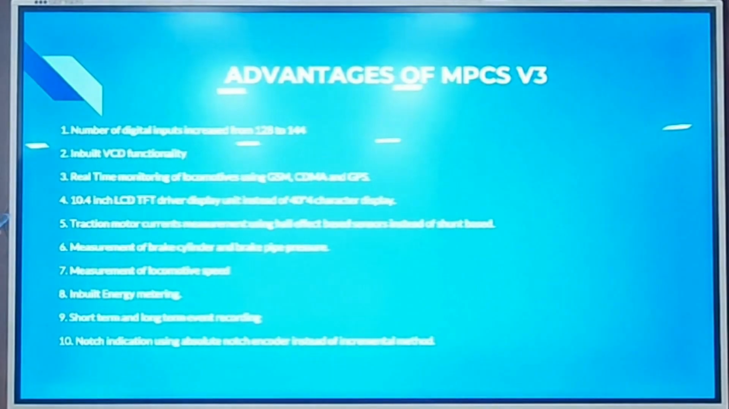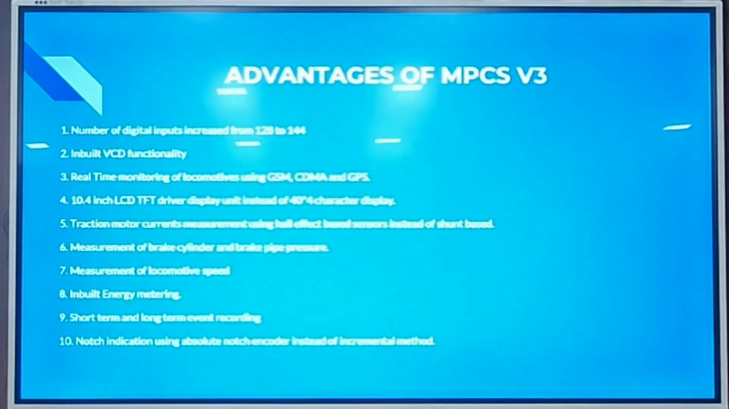These are the advantages of version 3 over version 2. First of all, the number of inputs has been increased from 100 to 144. Input BCD functionality. BCD is now inbuilt with FDCS. There is no separate unit required. Real-time monitoring. This is the greatest advantage. For this only they have gone for version 3. And LCD display. Previously, a 45 cabin display was there. Instead of that, they have gone for a 10.4 inch TFT display. So viewing and scrolling will be very easy.